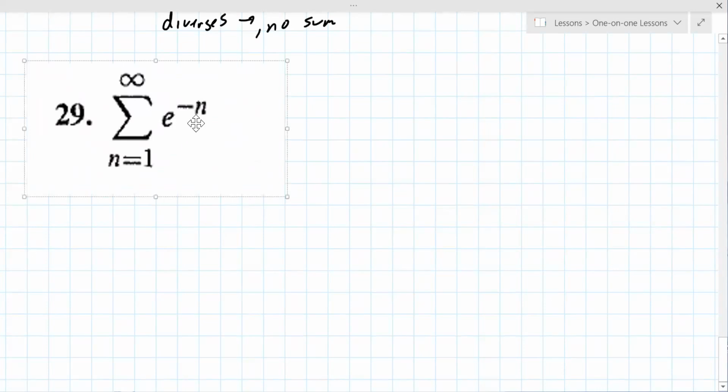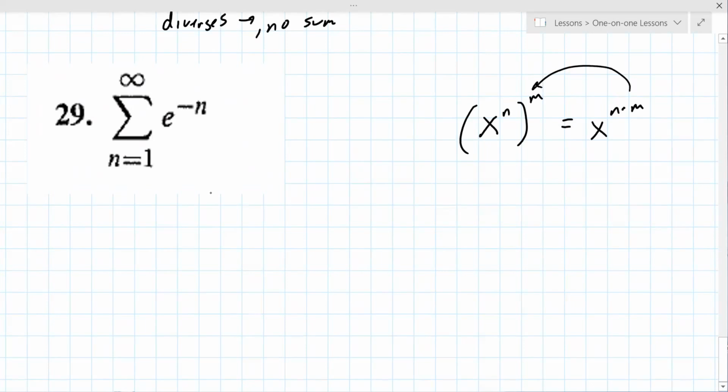So this is not in the form that we talked about. It's not to the power of n. It's e to the minus n. And there's some property here. If you have x to the n to the m, this equals x to the n times m. We're going to go backwards here. We're going to rewrite this as e to something to something, and we really want n out here. So that means this has to be a -1 there.